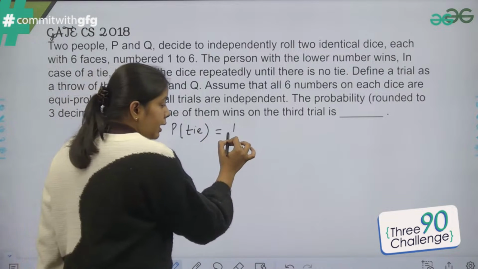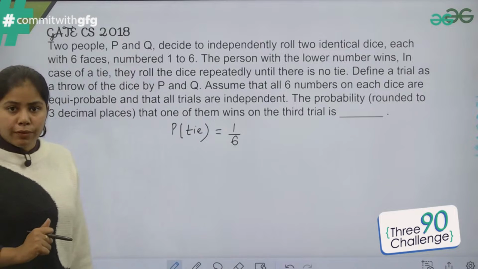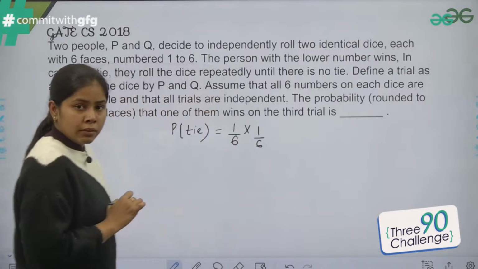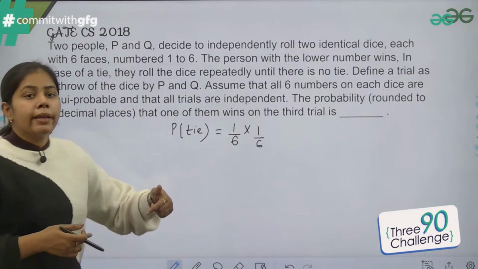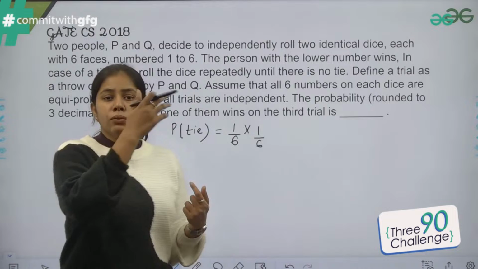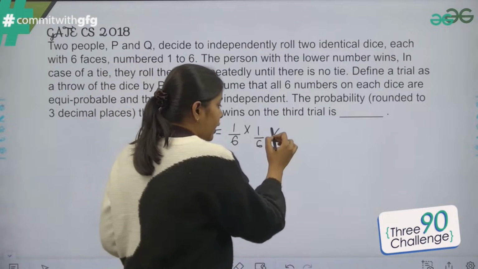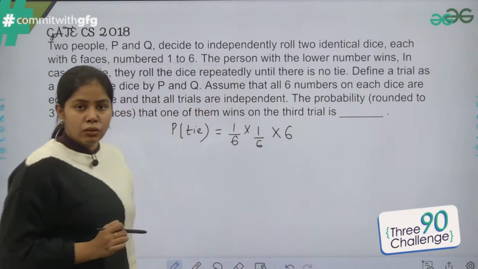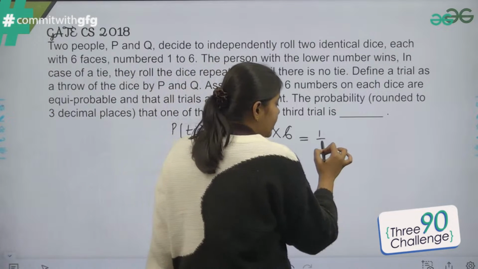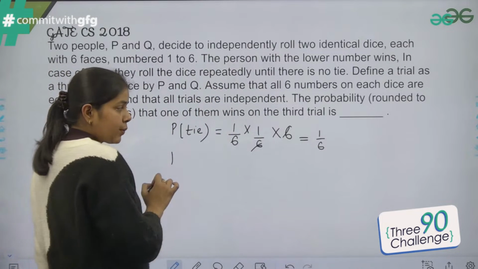Probability of a tie would be what I am getting. Let's say I'm getting 5. What would be the probability of any number? 5 would be 1 by 6. And another person would also get the same number, right? But there may be chances that I can get 1, he can get 1, and I am getting 2, and another person getting 2, 3, 4, 5, 6, like that, right? So I can have 6 cases here. So I'll multiply it with 6. Now if I cancel this out, I'll get 1 by 6 as the probability of a tie. Right? Probability of a tie is 1 by 6.